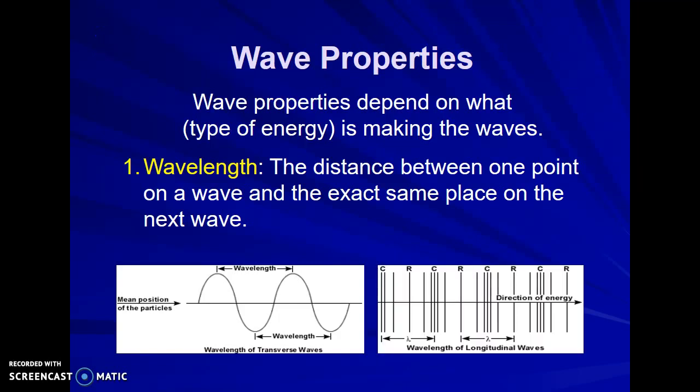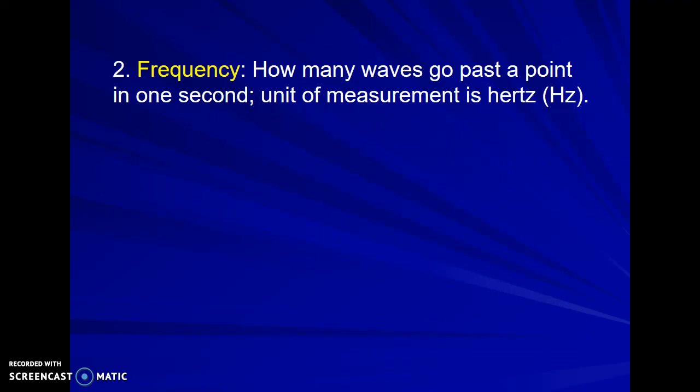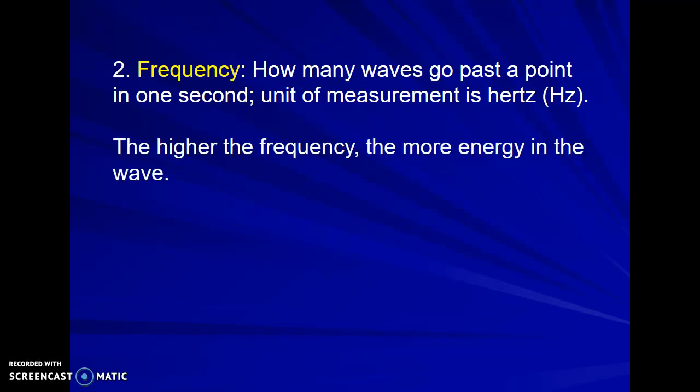For a compressional wave, it could be where it's refraction to refraction or compression to compression. That also would give you the distance or the measurement of a wavelength. Frequency. This is how many waves go past a point in 1 second. Unit of measurement is in hertz, and this can be abbreviated with an Hz. The higher the frequency, the more energy in the wave.